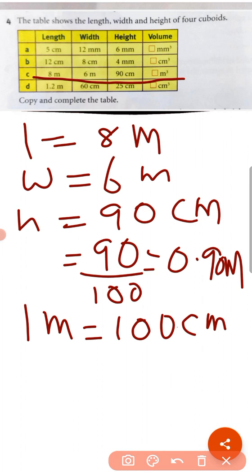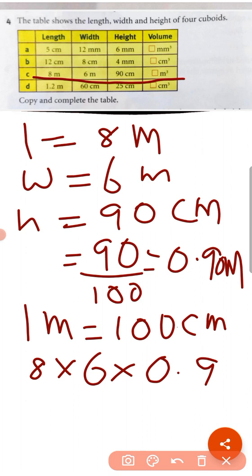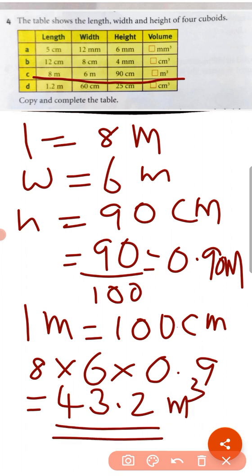Now find the volume, that is 8 into 6 into 0.9, which is equal to 43.2 meter cube.